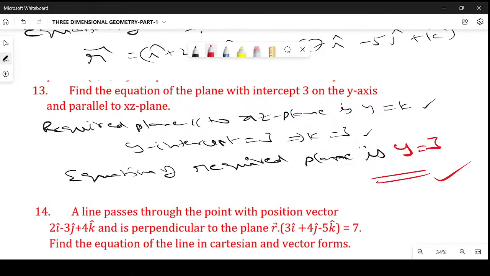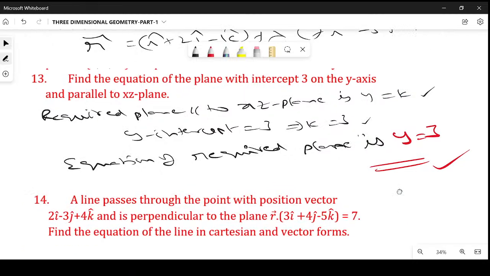Be careful. Suppose they give the x-intercept. If they give x-intercept, they may give the yz plane. Then you will get x is equal to something. Be careful about this model. Simple problem, do this one.